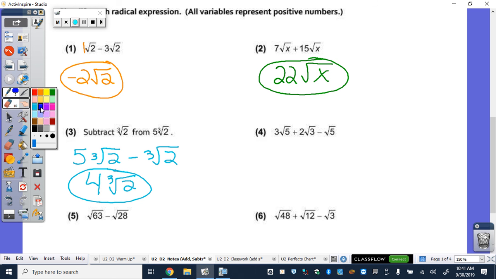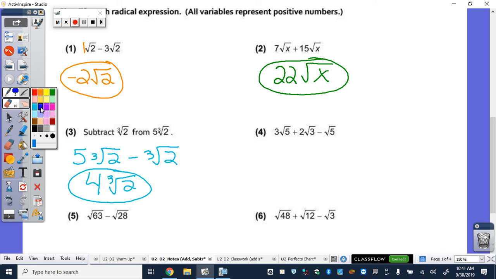Be very careful when you're writing, especially when you have an index that's not 2, for example my 3 here. Make sure it's definitely over that radical sign, because sometimes it can end up looking like an exponent on something if you aren't careful with how you're writing it. So make sure you pay attention to that little detail.